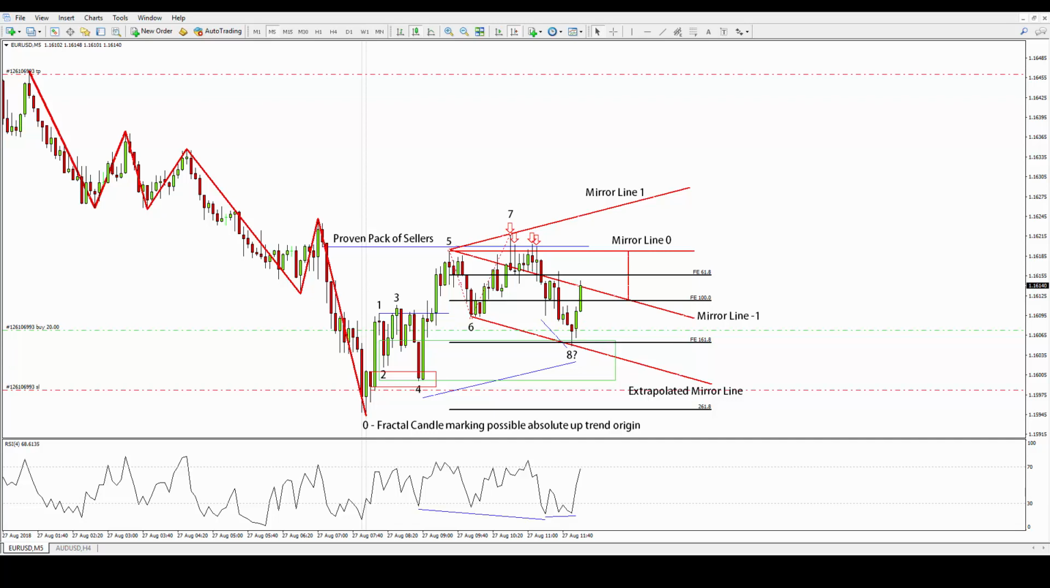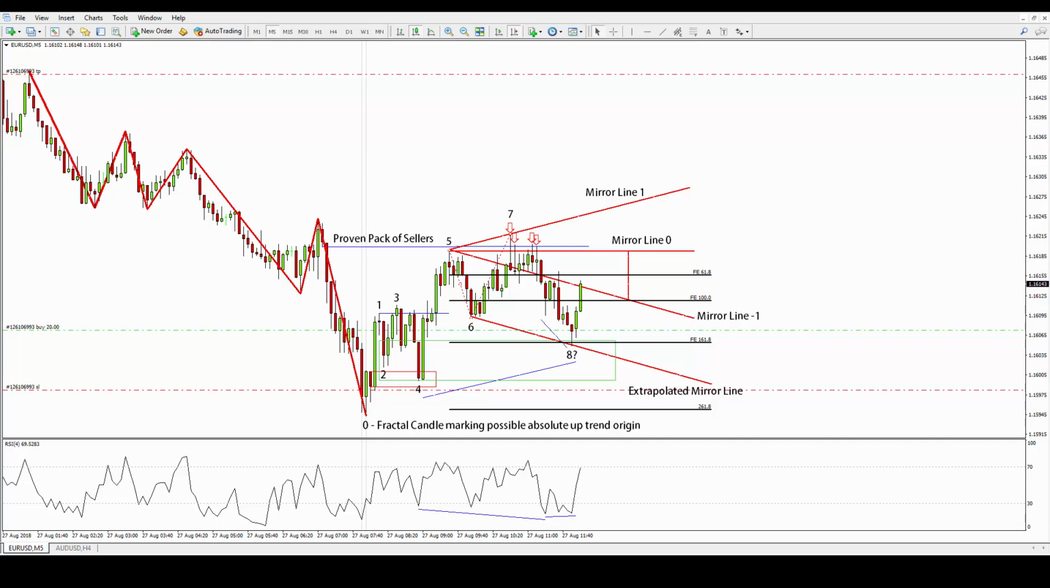Price landed on our green box, which is analogous to the small red box using the expanding pivot formation that we talked about. We have a combination of a hidden divergence happening with a reversal divergence in the relative strength index. We have candle number 8 landing precisely in the extrapolated mirror line. We have candle 8 landing exactly in the 161.8% Fibonacci expansion level, and finally, we can see that candle 8 has a lower tail that implies buyer power is greater than seller power in that candle alone.